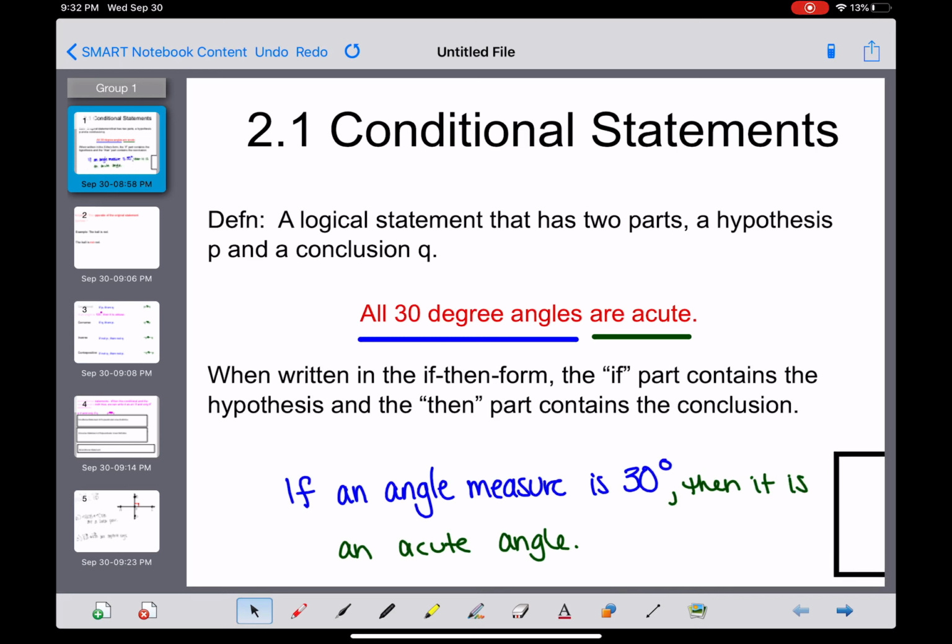So: if an angle measure is 30 degrees, then it is an acute angle. So this is a conditional statement. It is a true statement. An angle that is 30 degrees is acute. How it is written at the bottom of the page is the if-then form: if the hypothesis, then the conclusion.